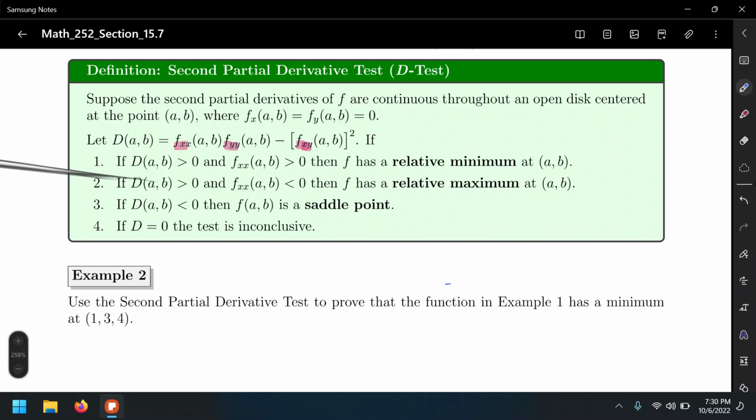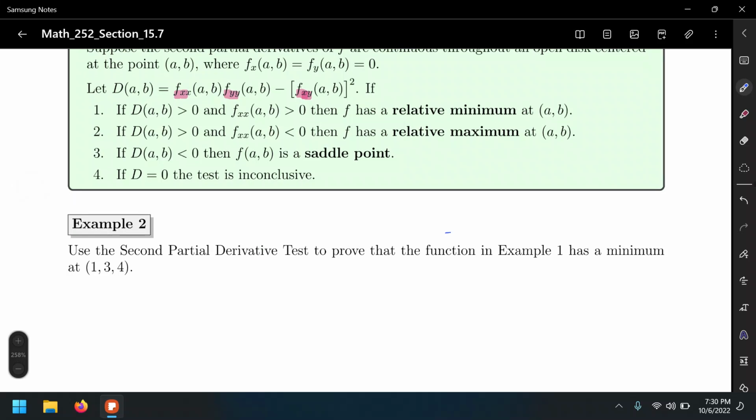In the case that the quantity D is positive, but the second partial is negative, we have a relative maximum. In the case in which the quantity D is negative, we call it a saddle point. And the test is inconclusive when D equals 0, in the same way that we did for functions of one variable.